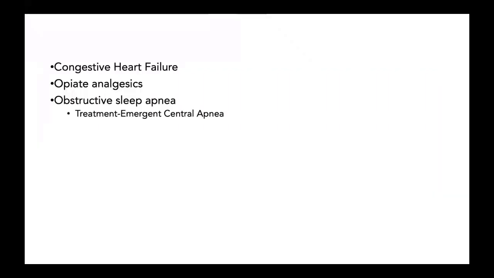Clinical conditions: CHF, opioid analgesics, and obstructive sleep apnea. The most common comorbid condition for central apnea is obstructive apnea. Most of the central apnea we see is in patients who have also concomitant obstructive apnea. And finally, there is the treatment-emergent, which we'll talk about for a little bit.